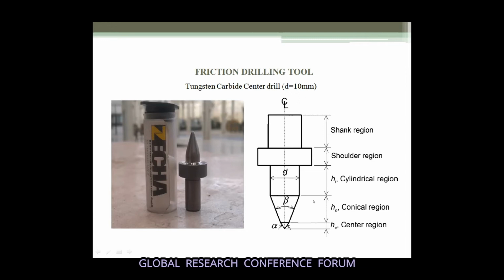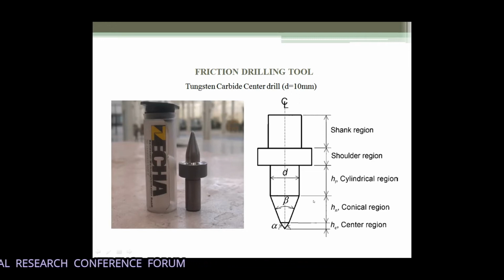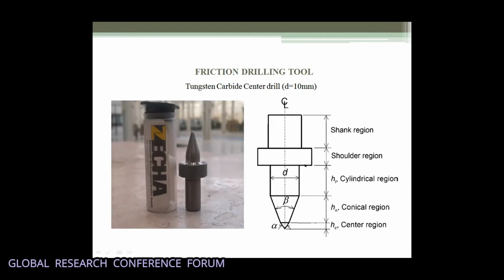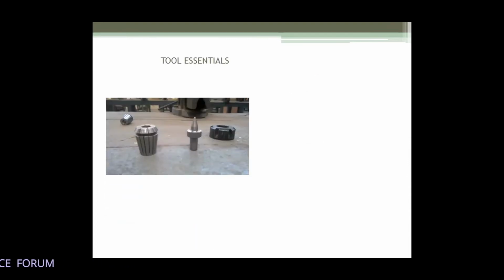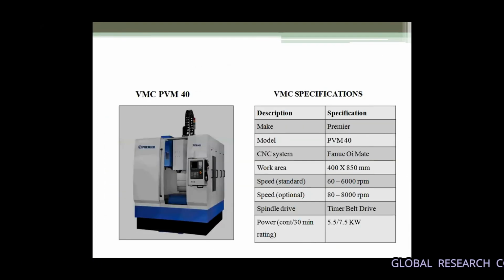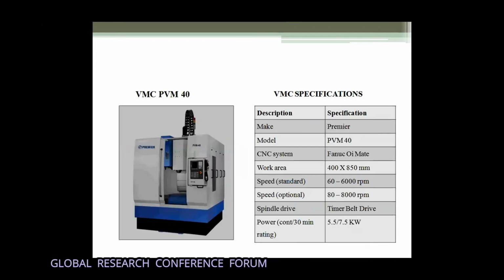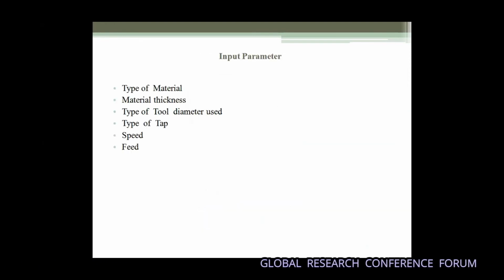With the help of the conical region, we can form the bush, and the cylindrical region supports the bush. With the help of the shoulder region, we can form the boss. So these are the tool essentials which are required while doing the friction drilling. And this is the vertical machining center. With the help of this vertical machining center, we have carried out the experimentation.